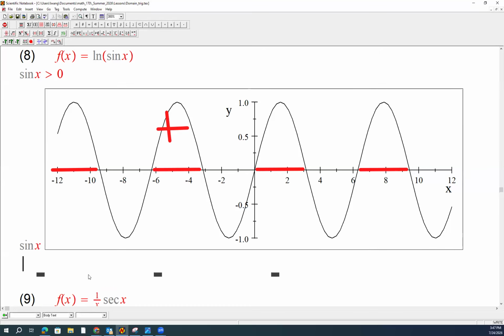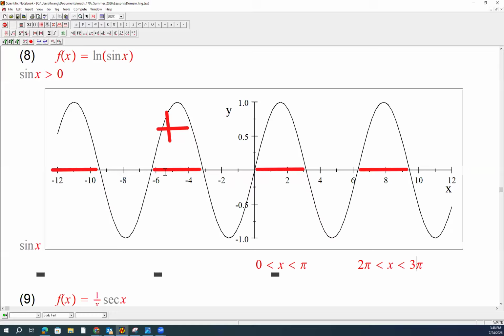Let's start from the one that's easy to identify. This is from 0 to pi. So that's 0 less than x less than pi. This is one period, and the next interval would be over here. That's going to be 2 pi to 3 pi, and keep going.